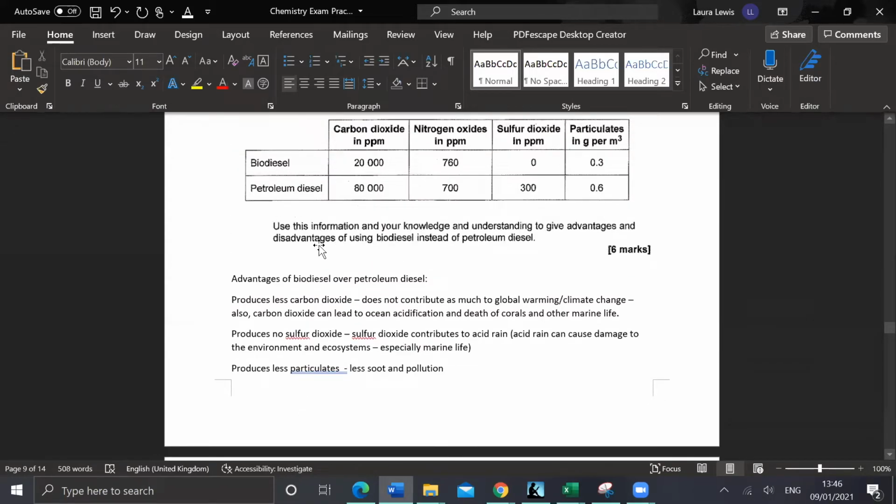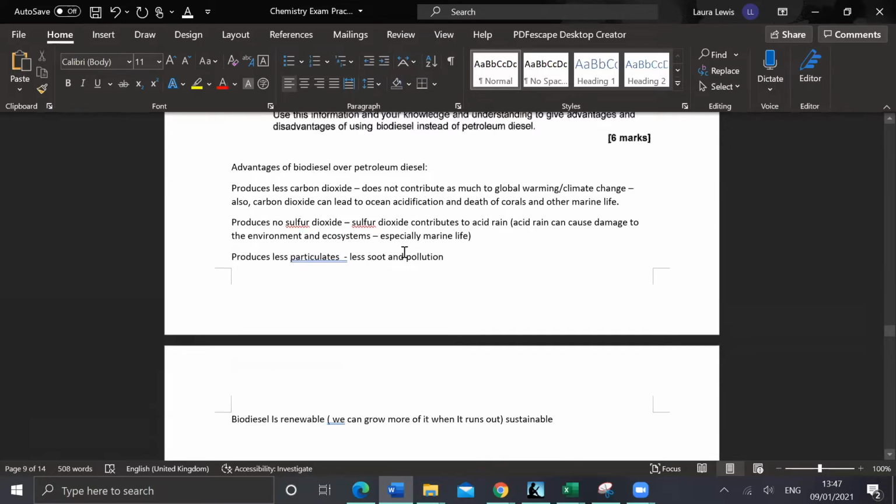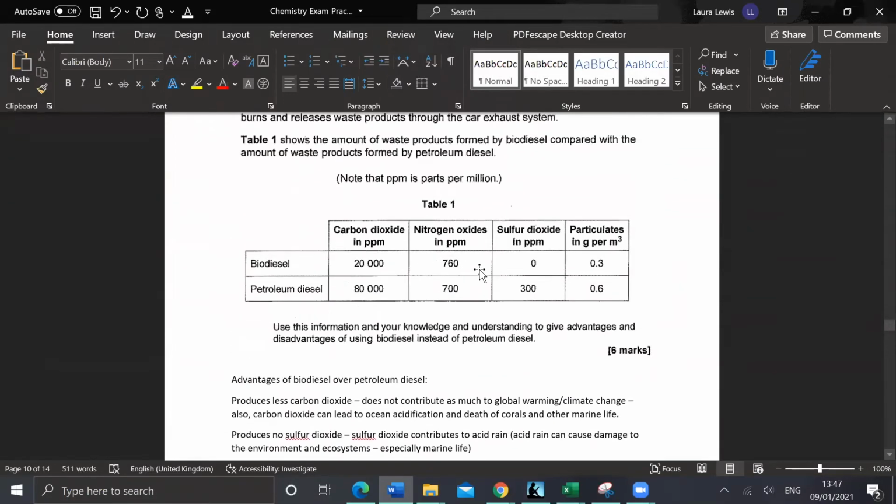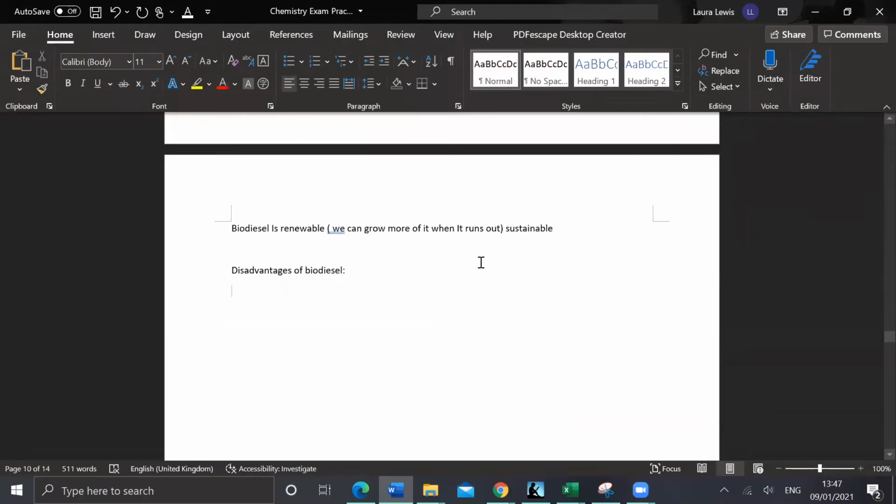Give advantages and disadvantages of using biodiesel instead of petroleum diesel. So we're talking about mainly the biodiesel, not the petroleum diesel. Okay, so we've got advantages there, right? Disadvantages of biodiesel. Right, that's fine. Okay, so the only one thing, if we look back, was it produces more nitrogen oxides, at the table. More nitrogen oxides.